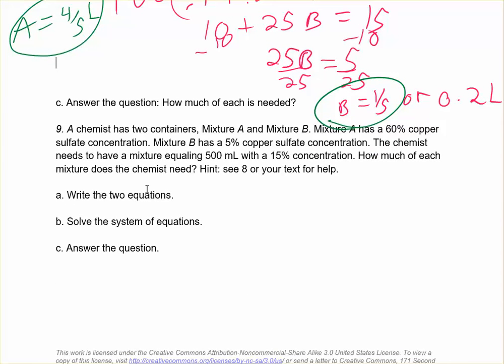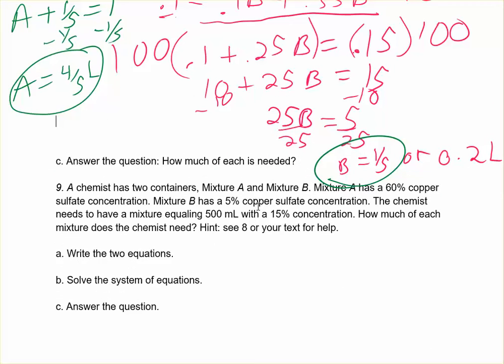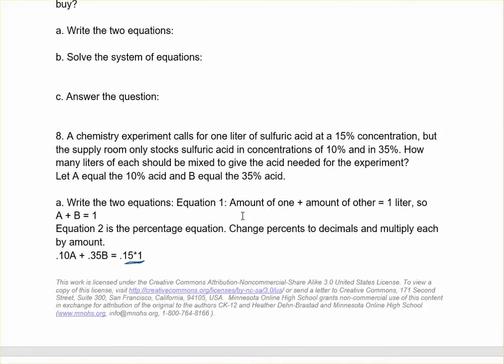And number 9 is just like that last one, so you can follow along with those methods to do that problem. You can also look in your book for this one. There's one like this one in your book, very, very similar. Or maybe even the same, I don't know.